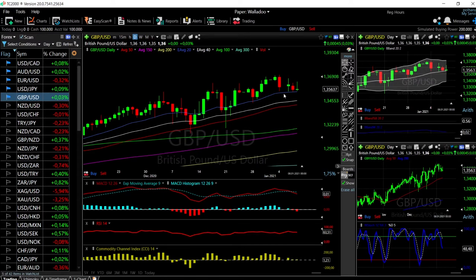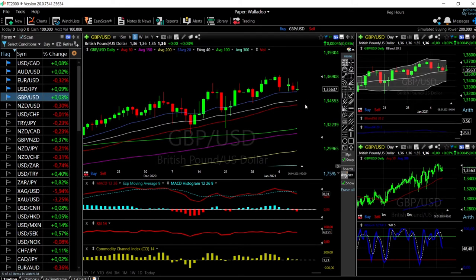So we'll start by looking at the Great British Pound and the US dollar. And as you can see, we did rally quite significantly on Friday and then gave most of those gains back. So this is not a very good sign for this currency pair. This could be an indication that we are about to turn around here and go and test the 40 or the 50 moving average. So we did that in the past. We did it right over here. We did it here and then we rallied.